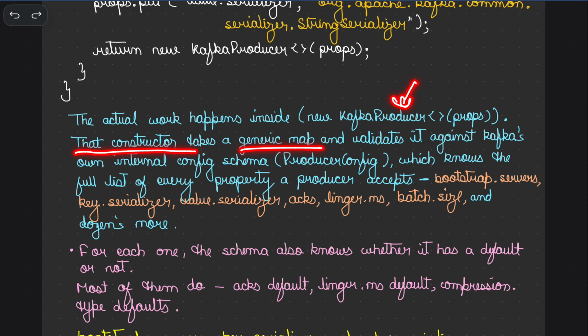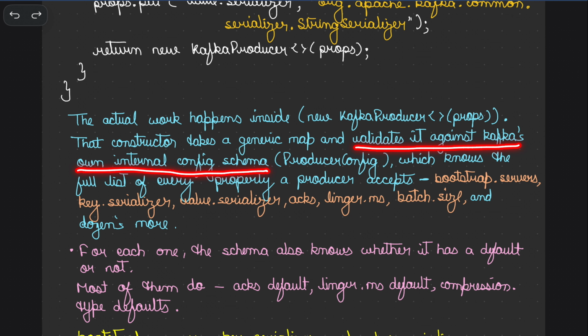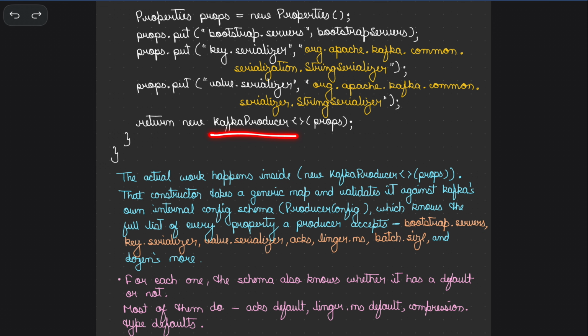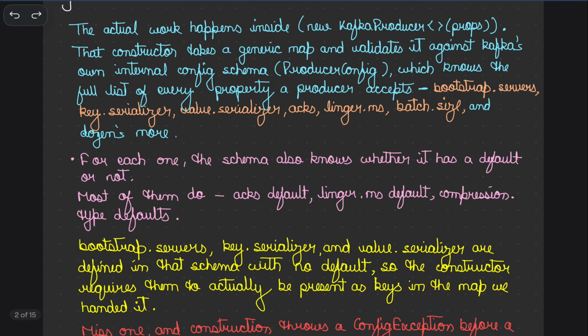This constructor takes a generic map that validates it against Kafka's own internal config schema. Whenever we are passing the Kafka producer props, the first thing that happens is it will match all the properties with Kafka's internal config schema, which knows the full list of every config property that the producer accepts, just like the bootstrap servers, key serializer, value serializer, acknowledgements, linger.ms, batch size, and dozens more. So these are the properties that get validated.